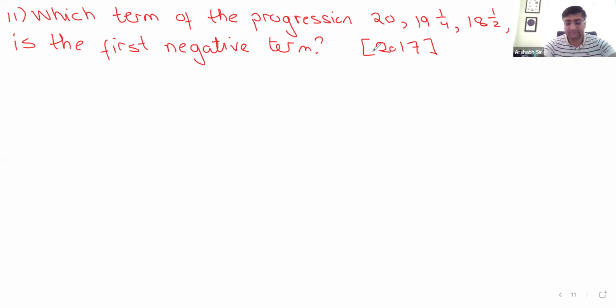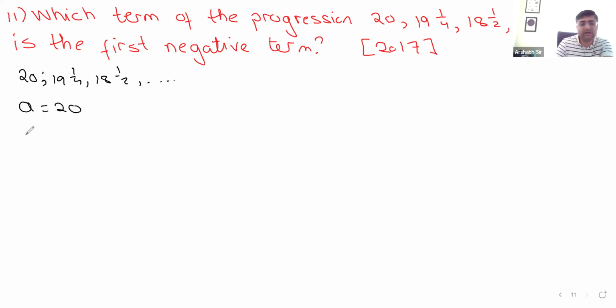Try this beta. Look at this question. We are given an AP 20, 19 1 by 4, 18 and a half, and so on. The first term of this AP is 20, and the common difference is second term minus first term, that is minus 3 by 4. So this is a decreasing AP, eventually negative. We have to find which term is the first negative term. So we don't know which term it is, let it be the nth term.